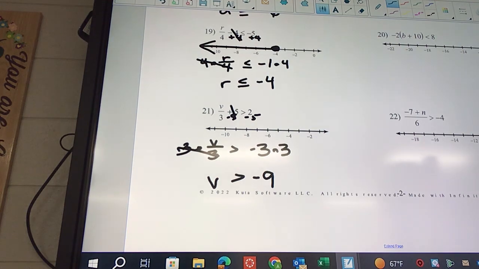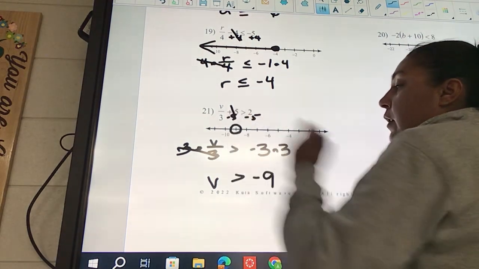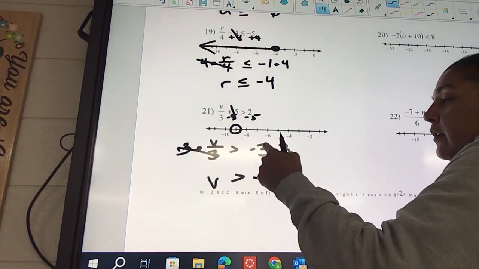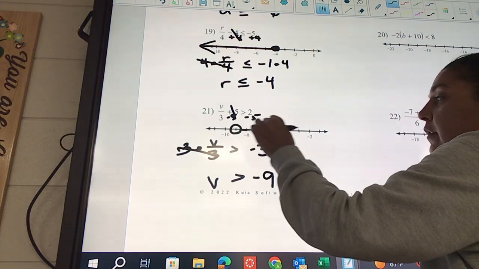Okay, on the 9, is that going to be open or closed? Open. And going which way? Left. B is bigger.